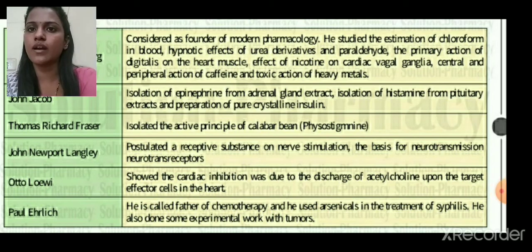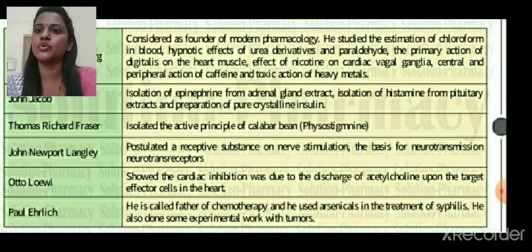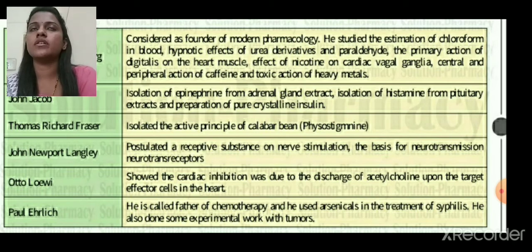Also, he isolated the epinephrine from the adrenal gland extract, isolation of histamine from the pituitary extract, and preparation of the pure crystalline insulin is done with the John Jacob. Means the pure insulin in pure crystallized form is done by John Jacob.